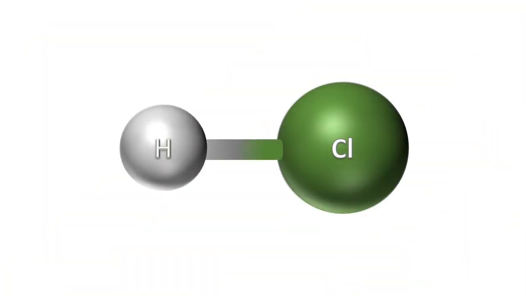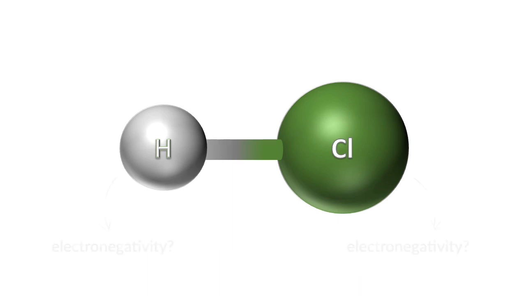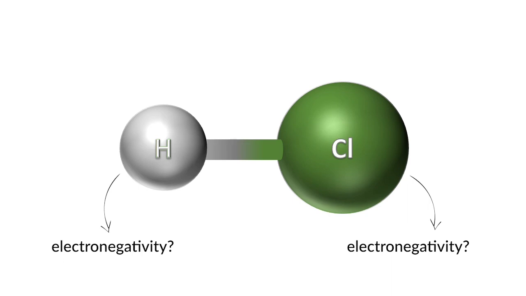To further visualize these descriptions of a polar molecule, let us take a closer look. Hydrogen chloride is an example of a polar substance. Are you familiar with this substance? What can you say about the electronegativity of its atoms, hydrogen and chlorine? The electronegativity value of hydrogen atom is 2.1 and the electronegativity value of chlorine atom is 3.0.